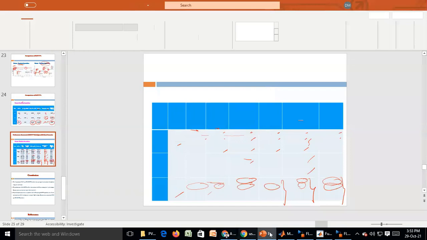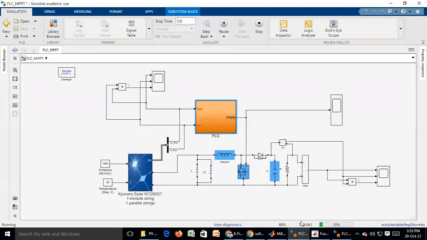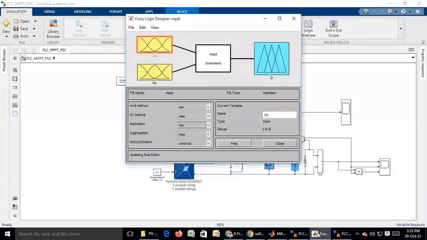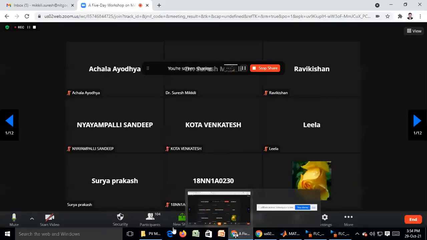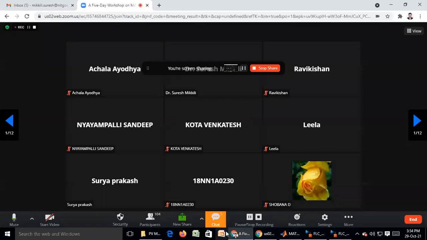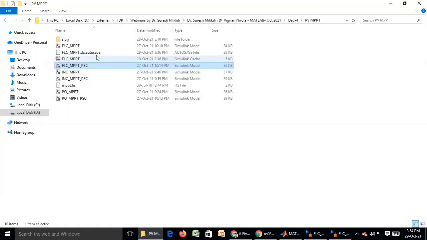This is not yet completed. Actually, it will take so much time. 10% only done. So if you want to design the fuzzy logic controller, you need to type fuzzy in the command window. One minute, I'll show you. One second.